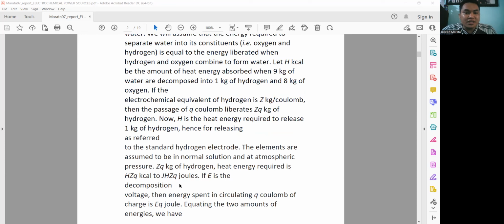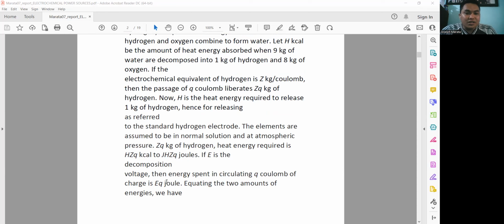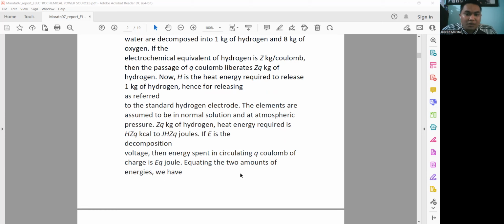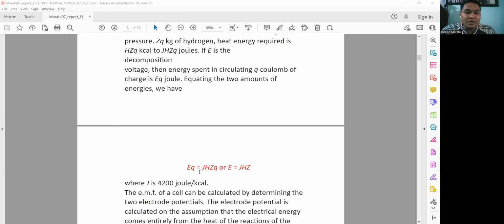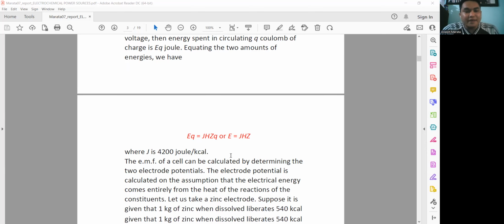If E is the decomposition voltage, then the energy spent in circulating the charge of one coulomb is E joules. Equating the two amounts of energies, we have this equation: E equals J times H times Z, where J is 4,200 joules per kcal.